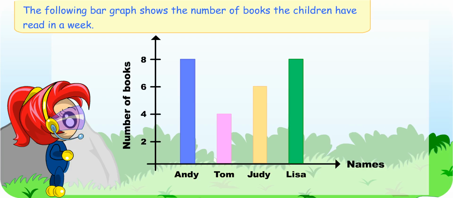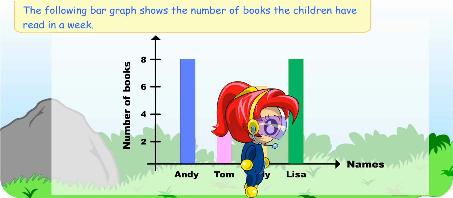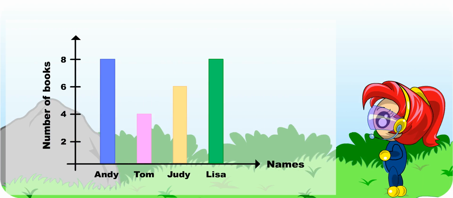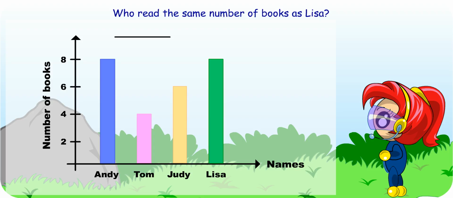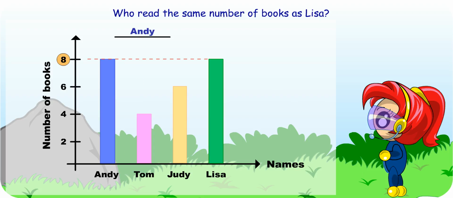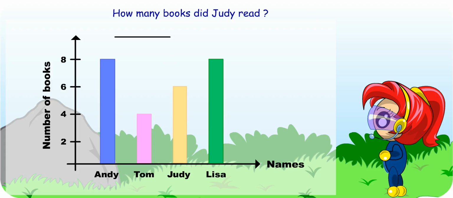Good. Now study the graph carefully. I'm going to ask you a few questions based on it. Okay, I am ready. First question. Who read the same number of books as Lisa? Andy. Next, how many books did Judy read? 6.